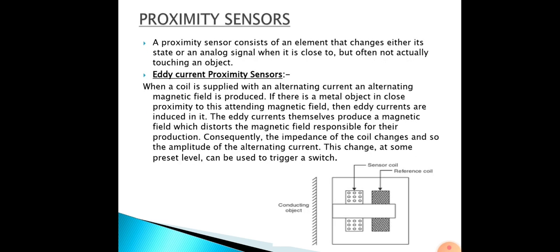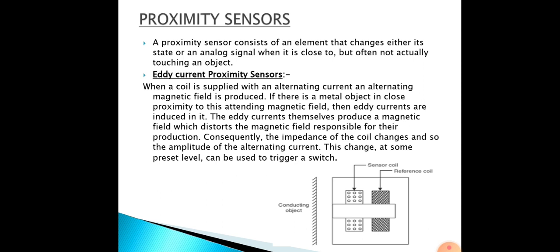The next one we will be seeing is the proximity sensor. A proximity sensor consists of an element that changes either its state or an analog signal when it is close to, but often not actually touching, an object. First we will look at the eddy current proximity sensor. Here the diagram is shown. So how does it work?